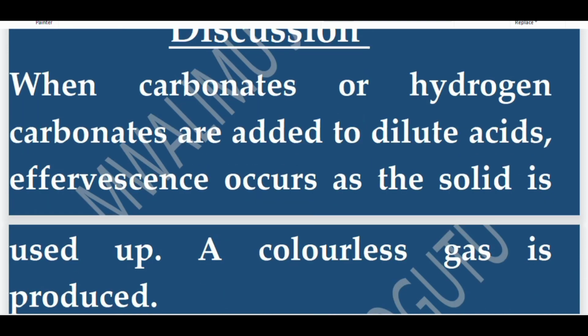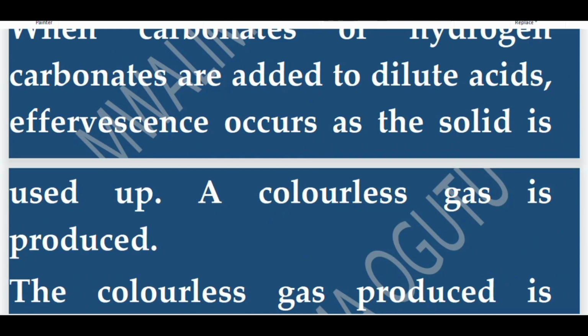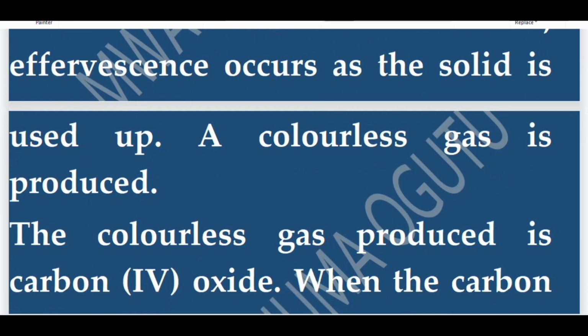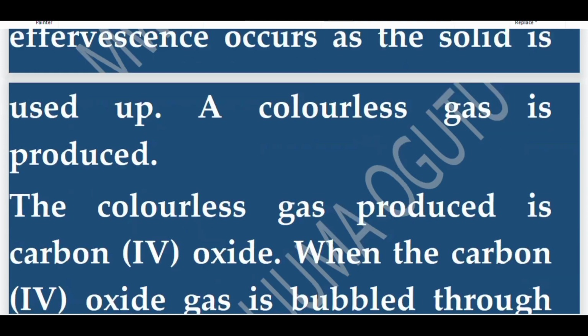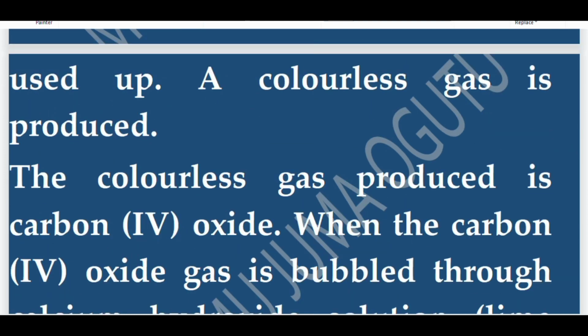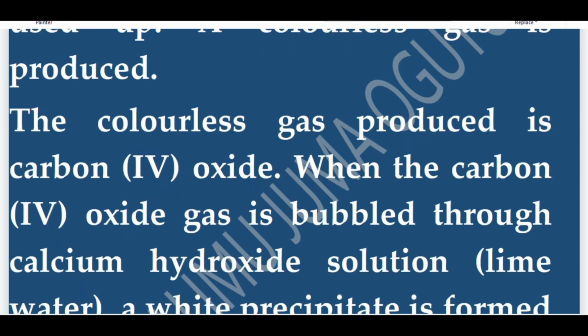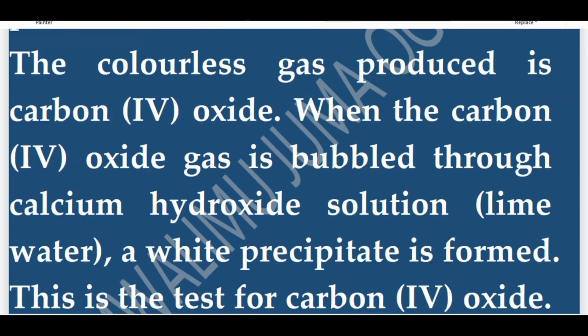When carbonates or hydrogen carbonates are added to dilute acids, effervescence occurs as the solid is used up. A colorless gas is produced, and the colorless gas produced is carbon dioxide. When it is bubbled through lime water, or calcium hydroxide solution, a white precipitate is formed.